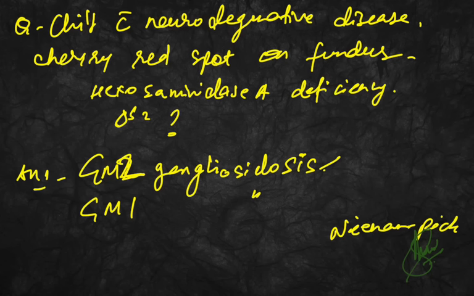Now, a child with neurodegenerative disease with cherry red spot on fundus and hexosaminidase A deficiency. The answer is GM2 gangliosidosis, not Niemann-Pick or GM1. This is GM2.